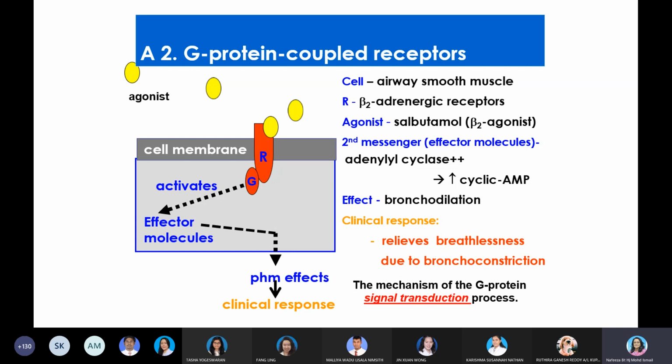Sorry, Prof, I have a question. May I check if an antagonist is a competitive inhibitor? Definitely. You see, if we use an antagonist of an adrenergic receptor, the antagonists are beta blockers. Can you see this? It's a beta receptor. If we block the beta receptors, do you think bronchodilation will happen?